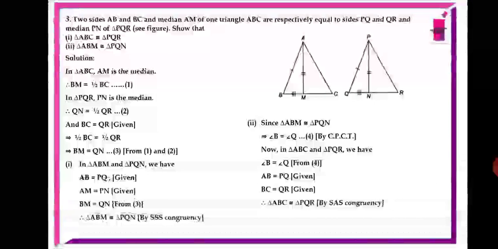In triangle ABM and triangle PQN, we have AB equal to PQ, given; AM equal to PN, given; BM equal to QN from equation 3. Therefore, triangle ABM is congruent to triangle PQN by SSS congruency rule. Since triangle ABM is congruent to triangle PQN, angle B equal to angle Q by CPCT, which are corresponding parts of congruent triangles, equation 4. Now in triangle ABC and triangle PQR, we have angle B equal to angle Q from equation 4, AB equal to PQ, given, BC equal to QR, given. Therefore, triangle ABC is congruent to triangle PQR by SAS congruency rule.